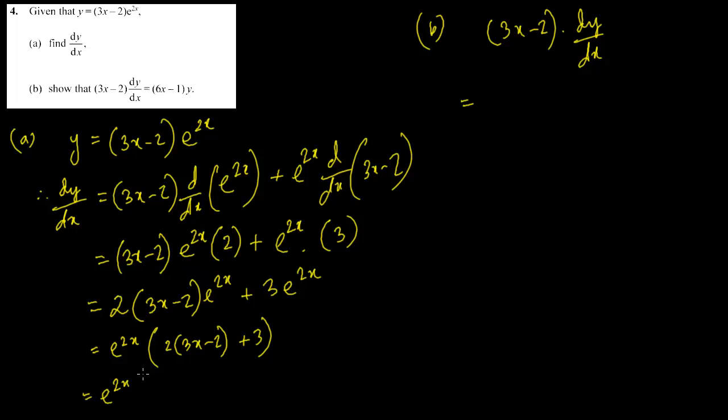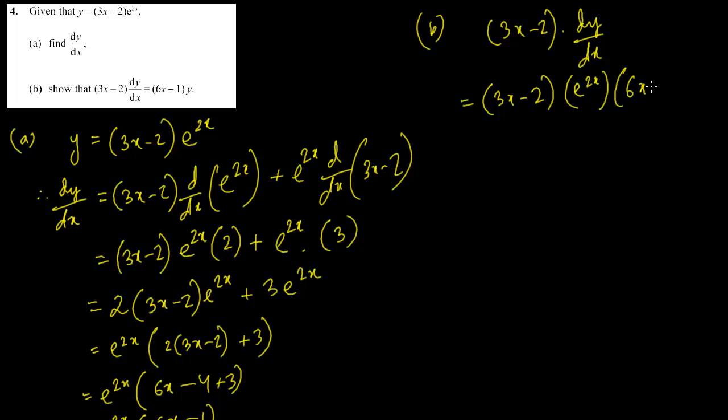So this would be e to the power 2x. So 2 times 3 is 6x minus 4 plus 3. So we will get e to the power 2x, 6x minus 1. So that would be the simplified version. So we can write (3x - 2), and this would be e to the power 2x (6x - 1). So this is what we got.